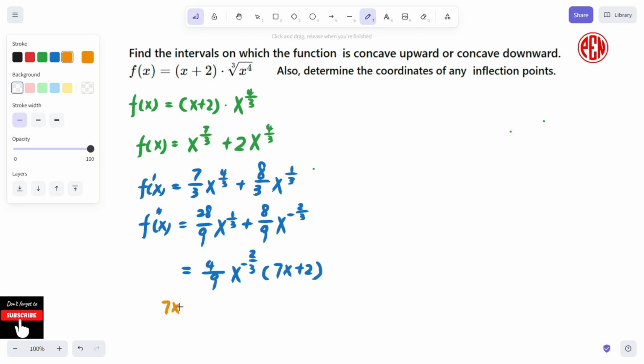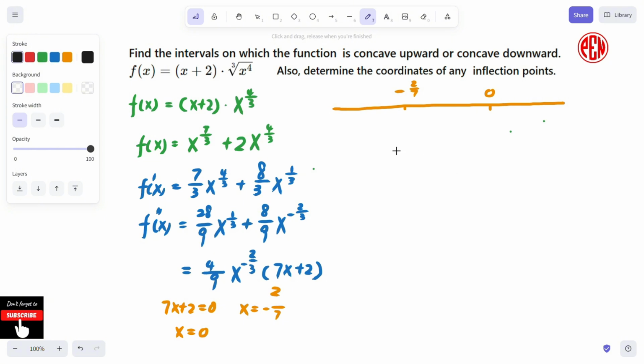Next step is identifying key x values. Let's figure out the values of x that might make the concavity change. We set 7x plus 2 equal to 0 and solve for x. That gives us x equals negative 2 divided by 7. This is a point where the second derivative becomes 0, which is often an inflection point. We also look closely at x equals 0. At this point, the expression involving x to the negative 2/3 has a sharp behavior change. So we'll treat it as a boundary and examine what happens on either side. So now we divide the number line into three intervals: less than negative 2/7, between negative 2/7 and 0, and greater than 0.